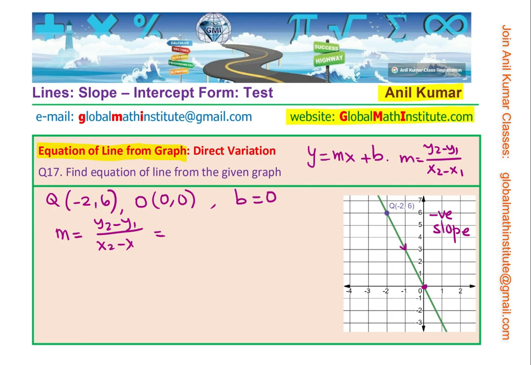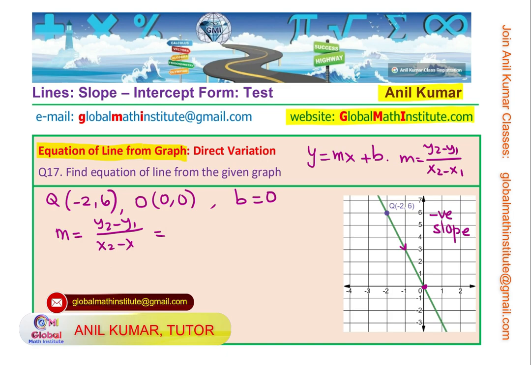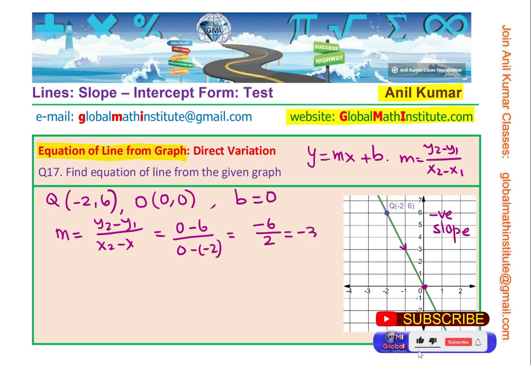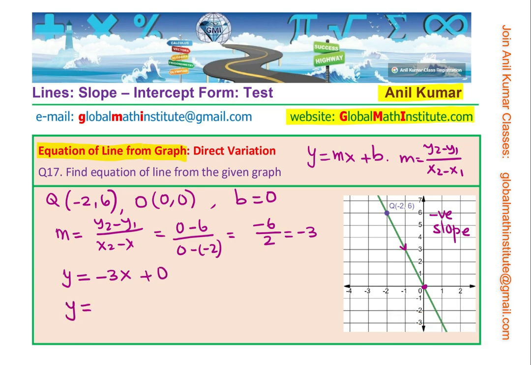Now you can take any point as the second point. So let's say O on the right hand side of Q is my second point. So it is (0 - 6) / (0 - (-2)). So that gives you -6 over +2 and the slope of -3. So if the slope is -3, the equation will be y = -3x, and the y-intercept b is 0. So there is the simplified form, which is y = -3x, which becomes the equation of this particular line. So that one is very simple.